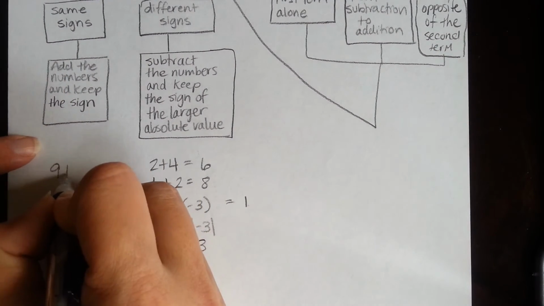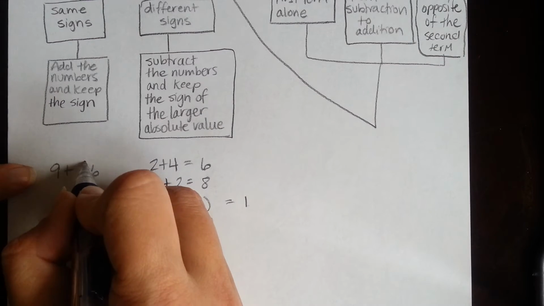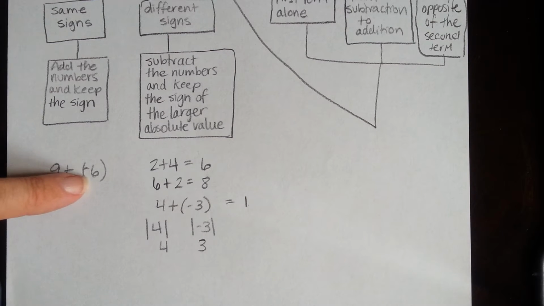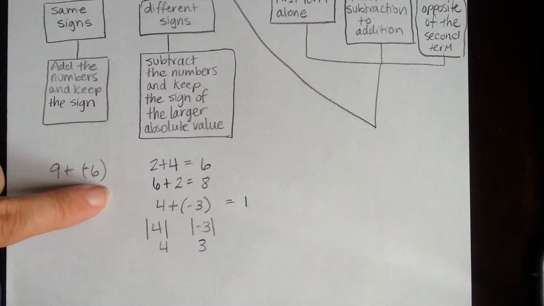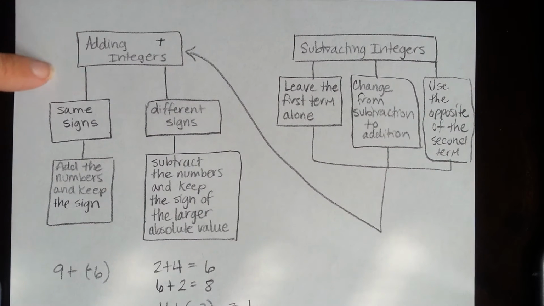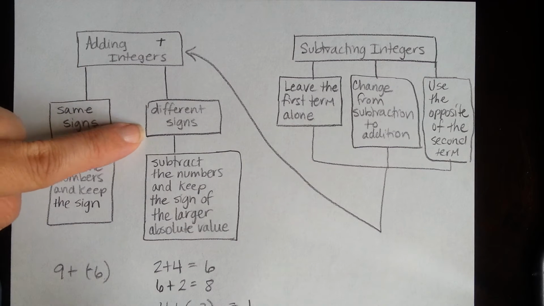We have 9 plus negative 6. Typically those would be in parentheses if they follow an operation symbol so that you can see the negative goes with the number. So on this one we have 9 plus negative 6. So it is an addition problem. If I'm looking at the signs, this is a positive 9, this is a negative 6. So they have different signs.